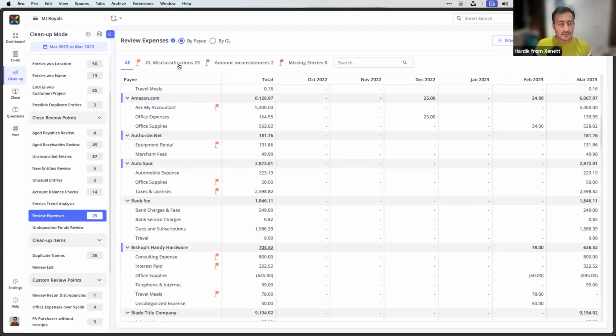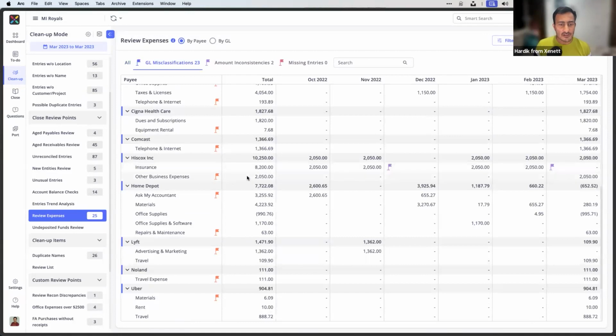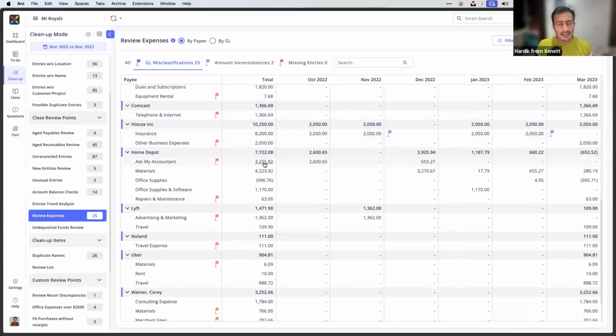Like imagine, let me just show. So imagine if one vendor is coded to this account and then also to this account, then those are the possible misclassifications, and we need to make sure that we fix it, right? So if you are using Xenett, you can simply do it this way, or if you are in QuickBooks or whatever other accounting software that you are using, then another option is to open the GL and basically do the GL scrutiny.